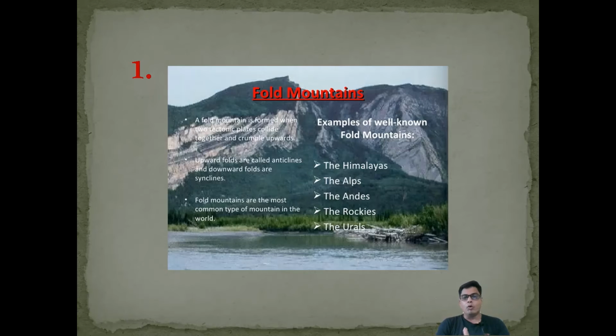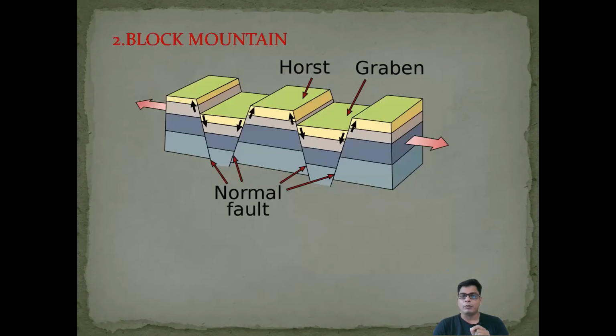Fold mountains are the most common type of mountain in the world. The Andes, Rockies, Himalayas, all the largest and longest mountains in the world are fold mountains. If you take examples: Himalaya, Alps, Andes, Rockies, Urals. These are examples of fold mountains.